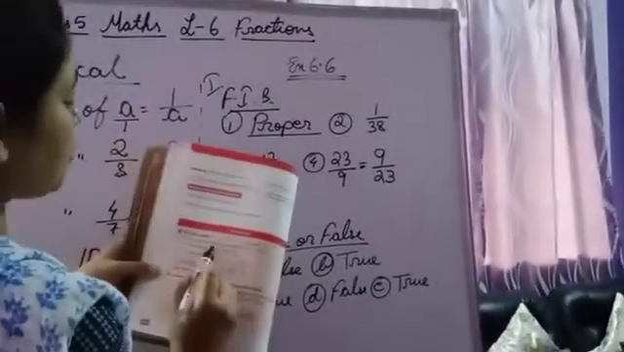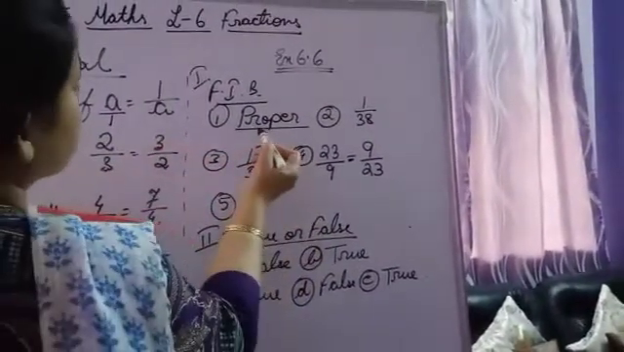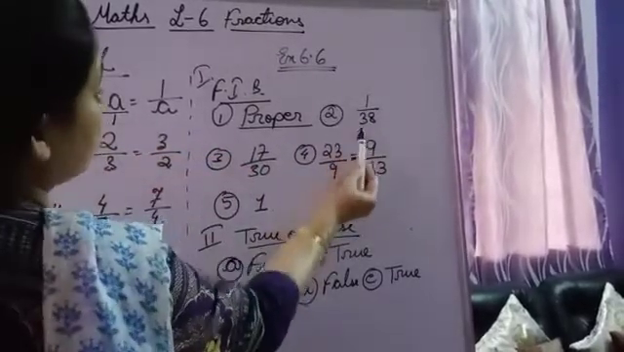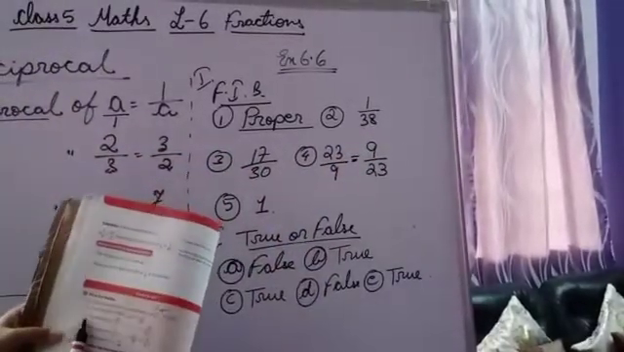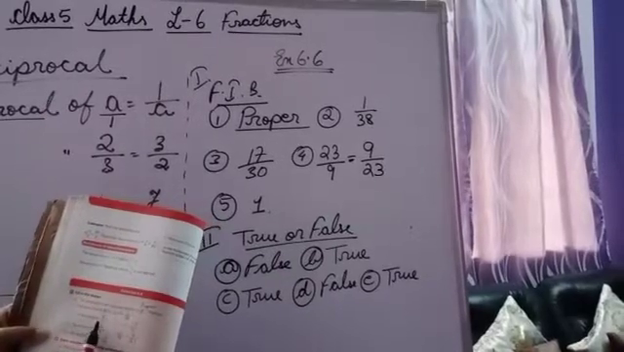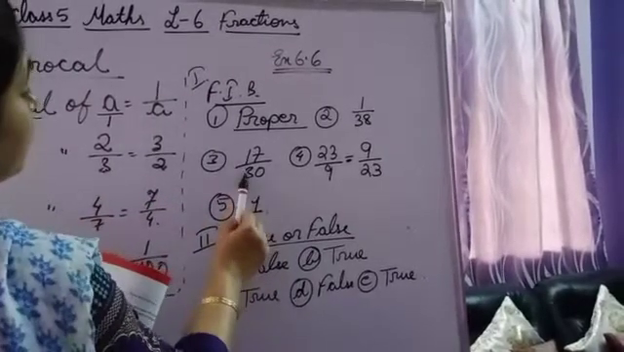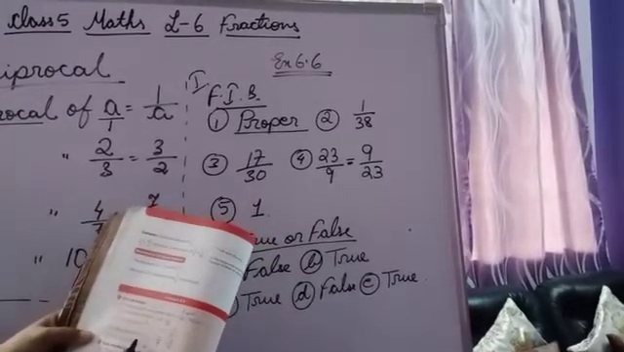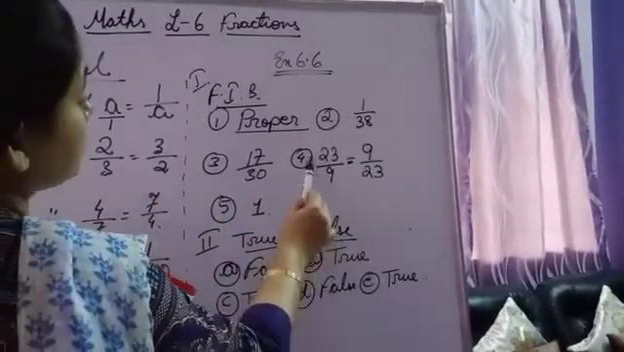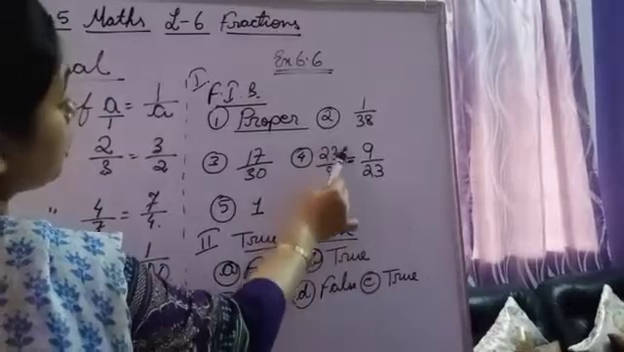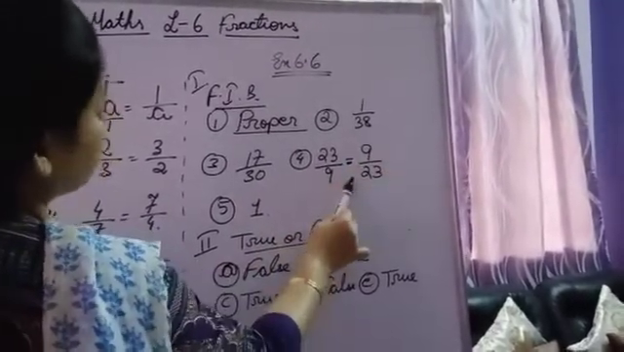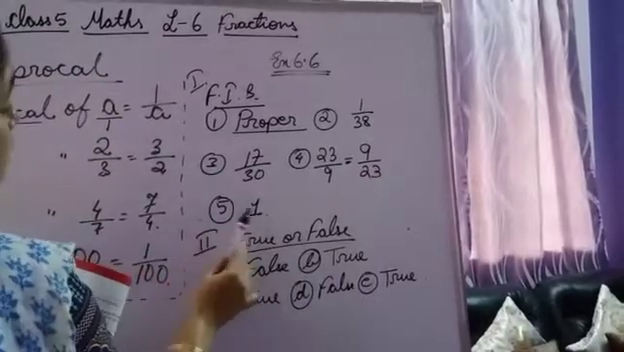The reciprocal of an improper fraction is proper. Number 2, the reciprocal of 38 is 1 by 38. Number 3, the reciprocal of 30 by 17 is 17 by 30. Number 4, the reciprocal of 2 5 by 9. So this was a mixed number. I have converted it into an improper fraction and then I have written the reciprocal. Then number 5, the answer is 1.